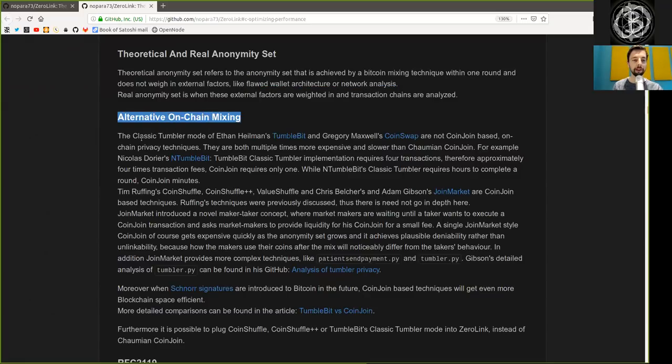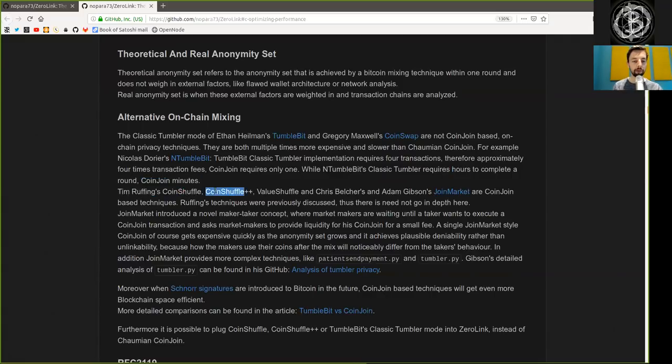Alternative on-chain mixing. The classic tumbler mode of Ethan Heilman's TumbleBit and Gregory Maxwell's CoinSwap are not CoinJoin-based on-chain privacy techniques. They are both multiple times more expensive and slower than Chaumian CoinJoins. For example, Nicolas Dorier's NTumbleBit Classic Tumbler implementation requires 4 transactions and therefore approximately 4 times the transaction fees. CoinJoin requires only 1. While NTumbleBit's Classic Tumbler requires hours to complete a round, CoinJoin takes minutes.